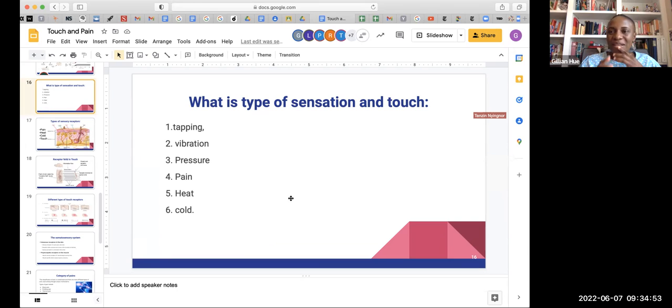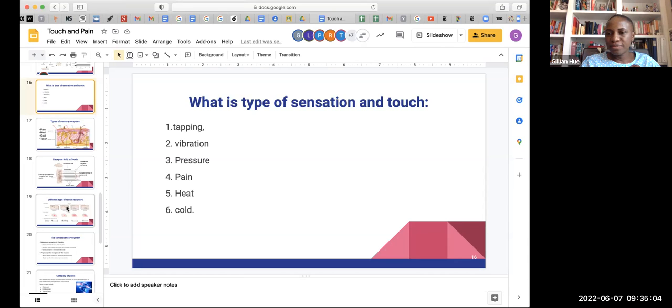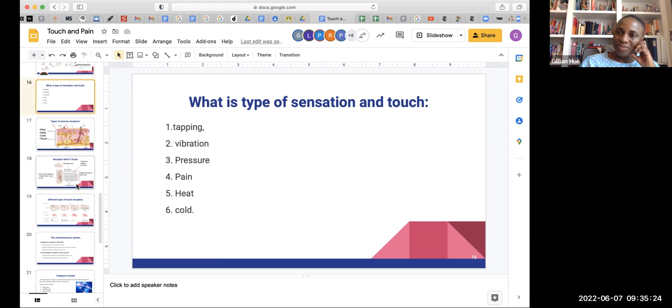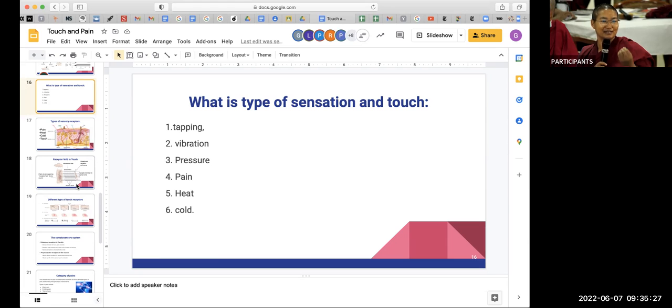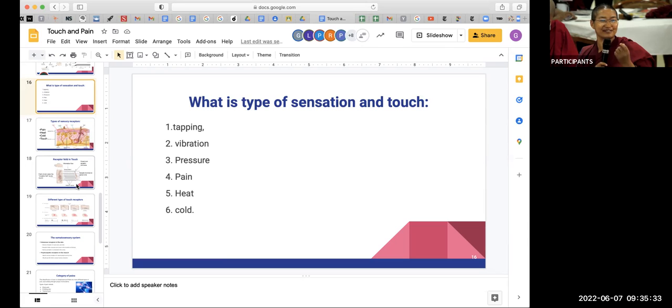Also, we have one question for the engage activity: do we really need pain for our survival? This is also different between the Buddhist perspective and Western scientists. Western scientists believe we need pain in terms of survival, but we don't believe we need any pain. We have to be free from pain. So this is also a different perspective.